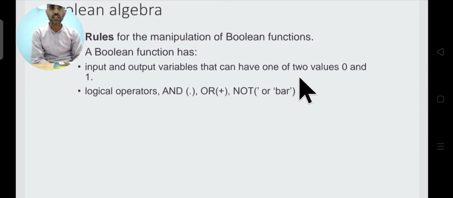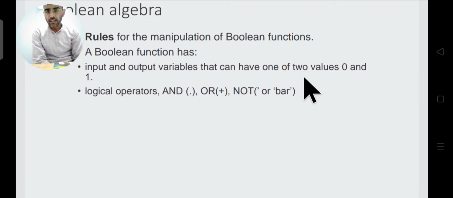So when you want to solve something with the help of Boolean algebra, you have to remember some rules. They are similar to the rules you know from your basic mathematics, from your arithmetic. Suppose you have to do some addition or some multiplication, you remember certain rules, right?